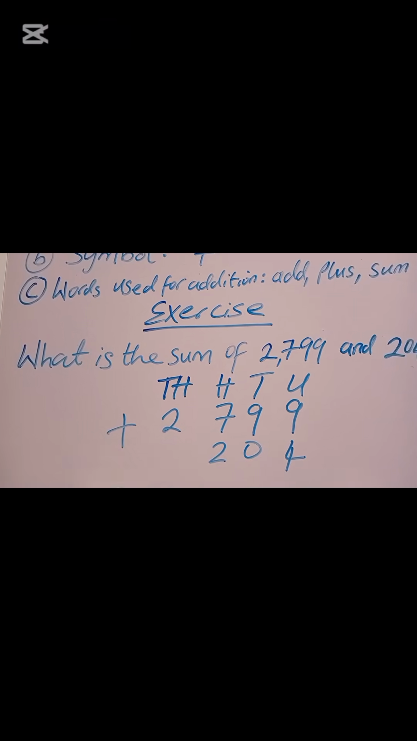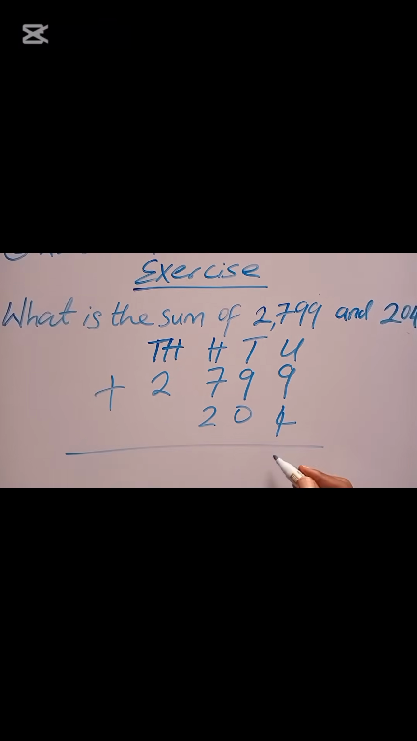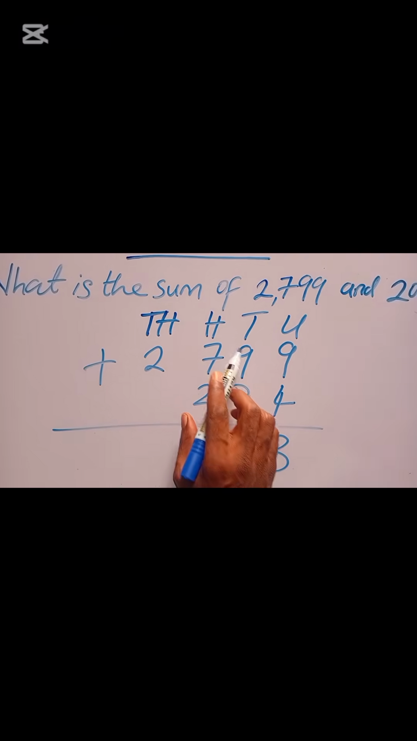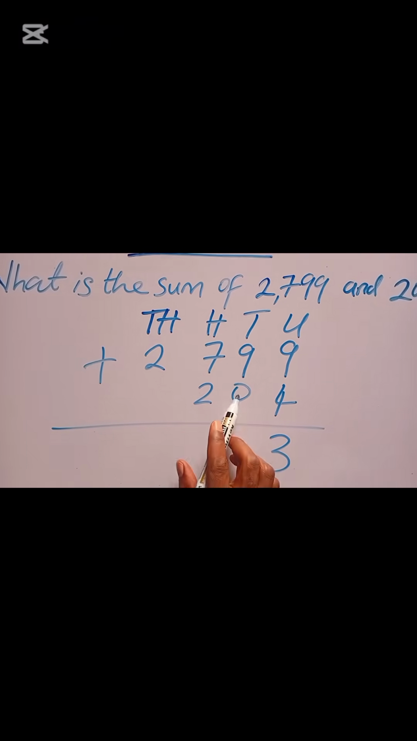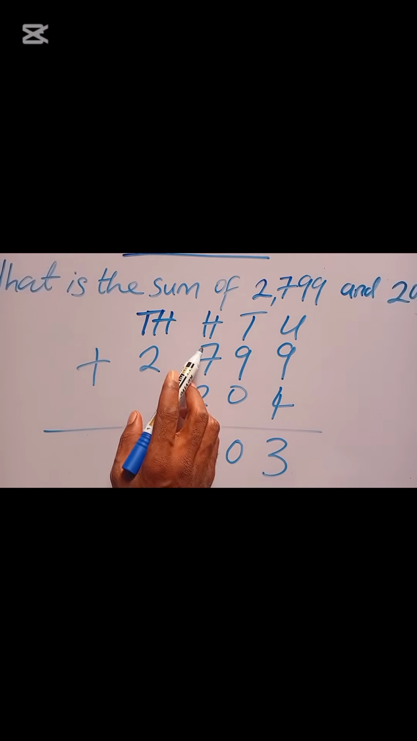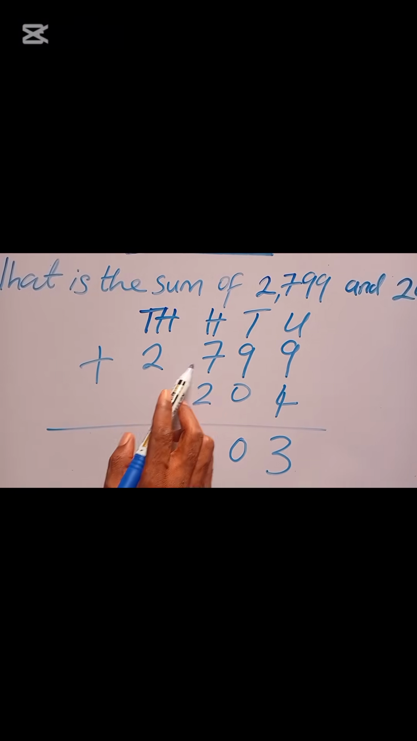Then you add them together. 9 plus 4 gives you 13. Write 3, carry 1. Put 1 here, it becomes 10. 10 plus 0 is 10. Write 0, carry 1. Add that 1 here, it becomes 8.